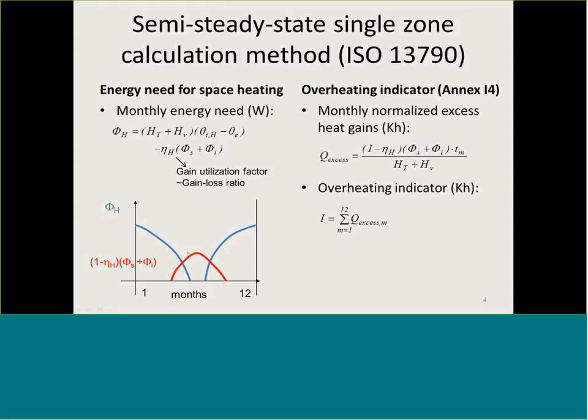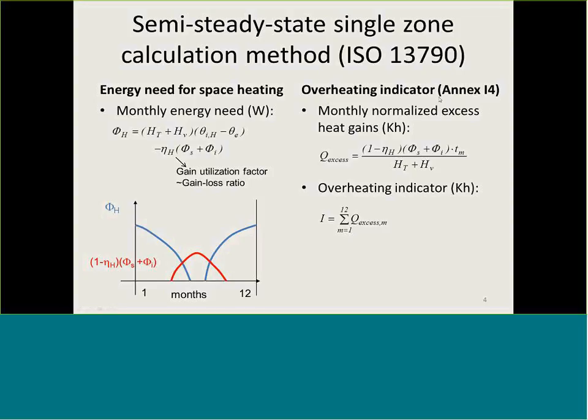They are shown in the graph by means of the red line. And these non-useful gains, in fact, we can consider them to contribute to an increase of the indoor temperature above the set point temperature for space heating in this case. Now, that is in fact the background of the definition of the overheating indicator.